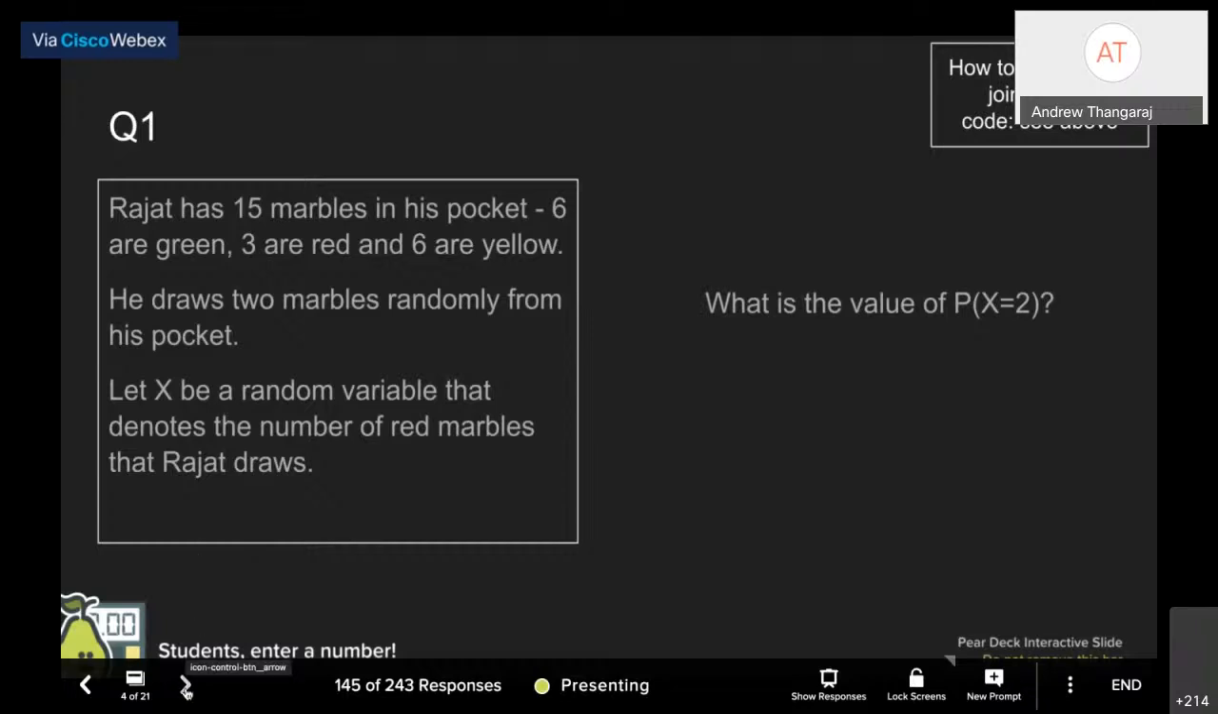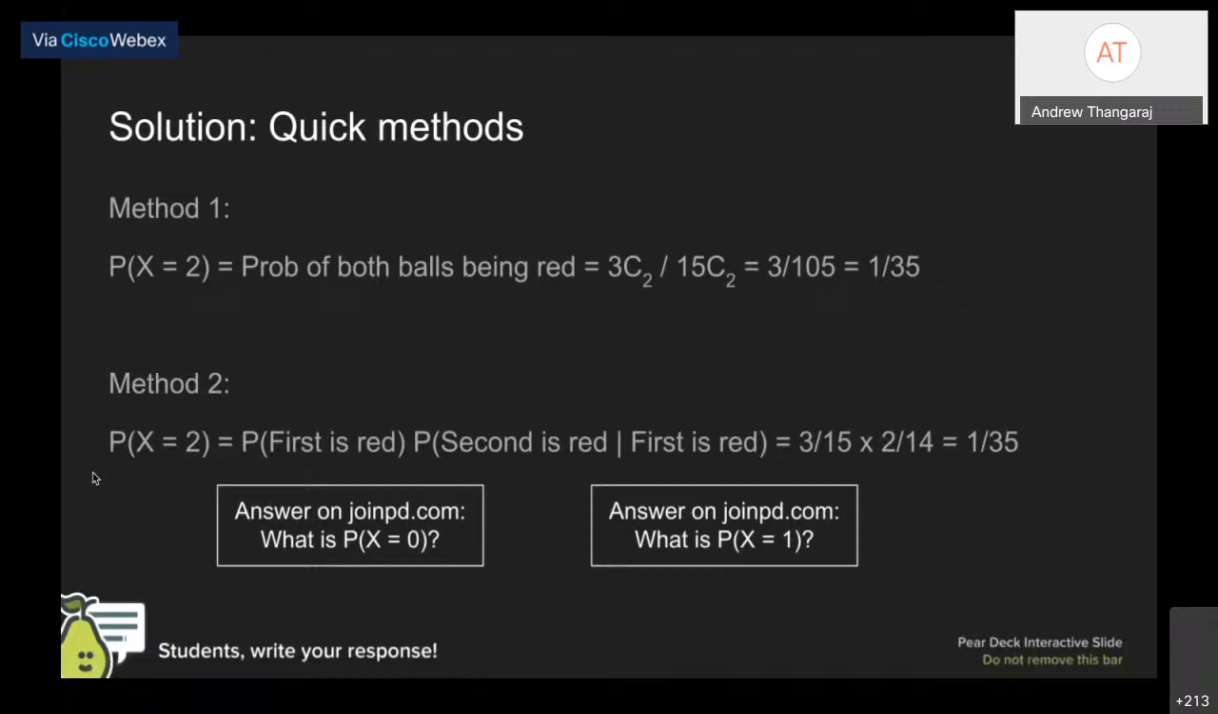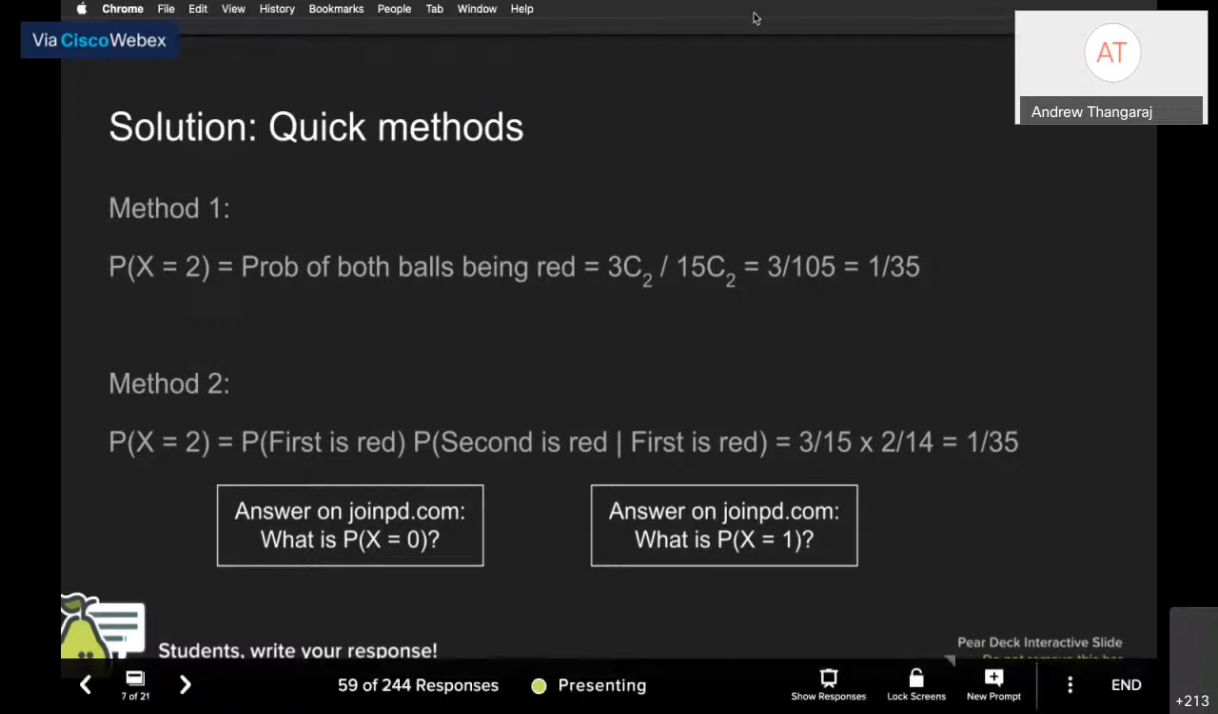All right. So let me just go back to this question now. I showed you how to quickly calculate the probability that x equals 2. You can use one of these two methods and quickly get to the answer. I want you to see if you can give me an answer for the probability that x equals 0 and the probability that x equals 1. I'll give just a couple of minutes for people to put in this answer.